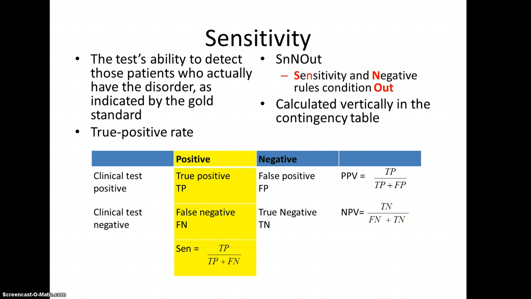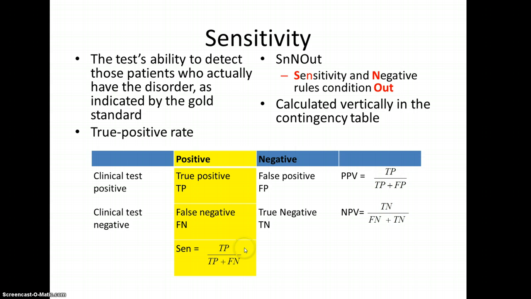The first we'll talk about is sensitivity. This is a test's ability to detect those patients who actually had the disorder. In other words, we're looking at the true positive rate. Using our 2x2 contingency table from Part 1, we're looking now at the vertical column of true positives, taking the true positive value and dividing it by true positives and false negatives.